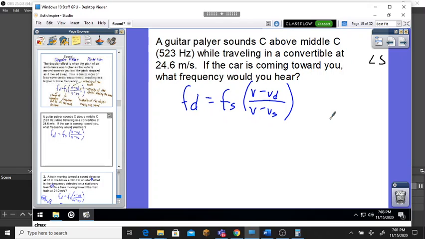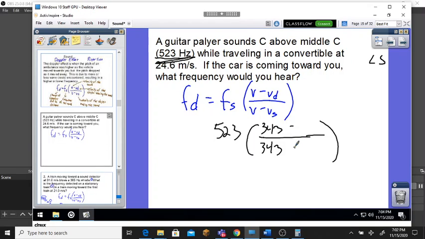So the way you answer these problems is, first of all, this right here is supposed to be the frequency of the sound. Okay, that plugs in right there. Now V is going to be the speed of sound. So this is 343 and 343. Look, we're almost done filling in everything in our formula. Now VD and VS: this is supposed to be the velocity of whatever's hearing the sound, and this is the velocity of what's making the sound.